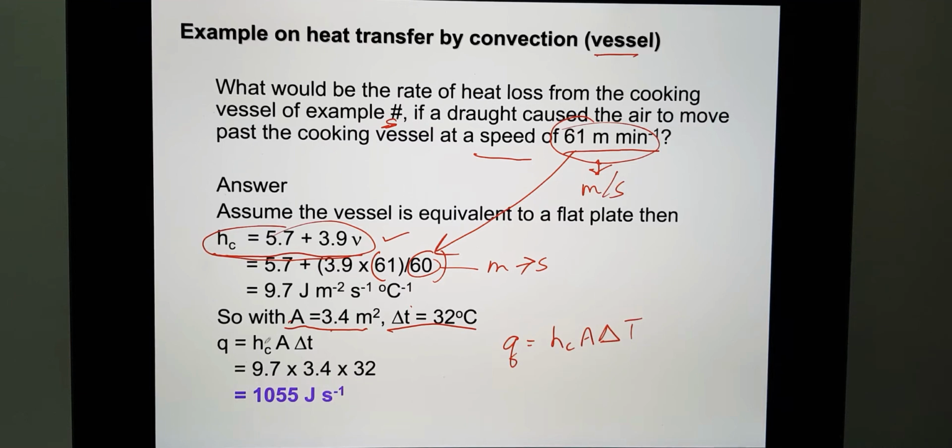Alright, so what will be the value of Q? Then you need to use the equation Q equals HcAΔT, whereby the value of Hc has been calculated here, 9.7, times the area 3.4, times delta T, 32 degrees Celsius. Then you will be able to get the value of Q as 1055 joule per second.